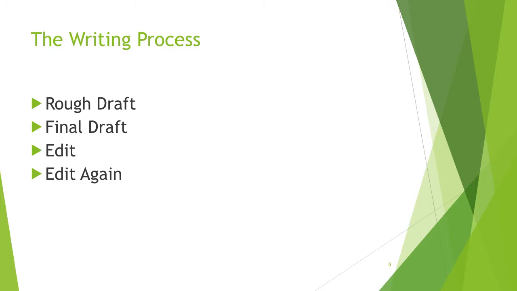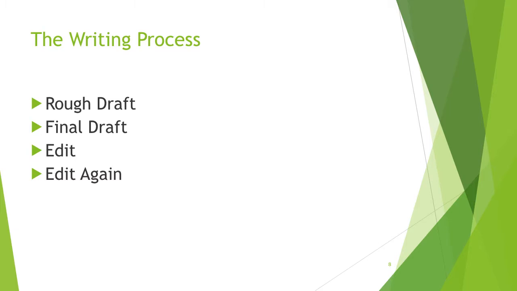When you're writing a literature review, you're going to do a rough draft, and then you're going to edit it, and then you're going to do a final draft, and then you're going to edit it, and then you're going to edit it again, and then you're going to give it to your chair, and your chair is going to give you a whole bunch of feedback, and then you're going to edit it again. And then it's going to go to your committee, and your committee is going to give you a bunch of feedback, and then you're going to edit it again.